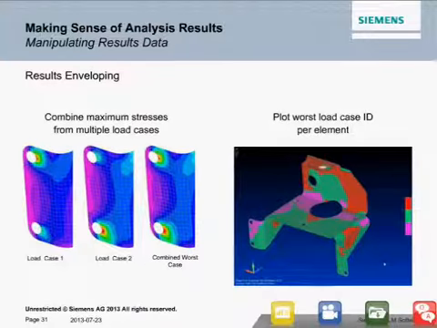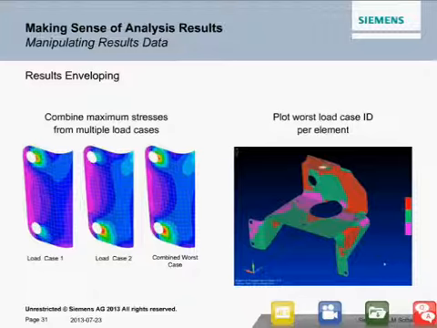Okay, so another topic to do with manipulating results data, we have results enveloping capability in FEMAP. And this is quite interesting. This allows you to get a single stress plot, for example, of all the worst cases of all the load cases that are in the model and combine them together in one plot.